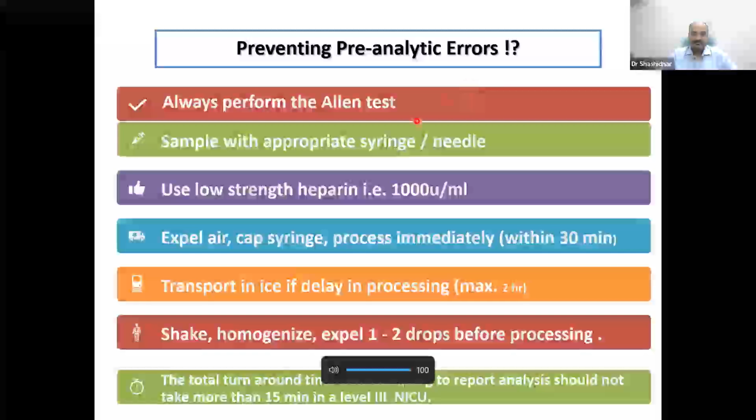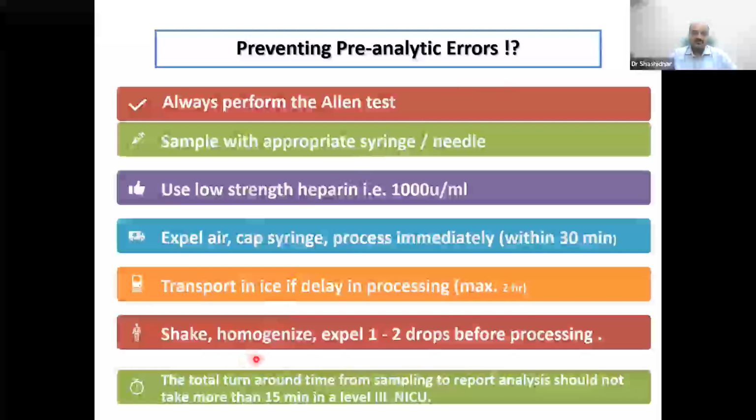Wherever I ask students, residents who are doing blood gases, they are actually telling me that they don't usually do Allen's test. I'll show you how to do an Allen's test, and I already told you the implication of that.